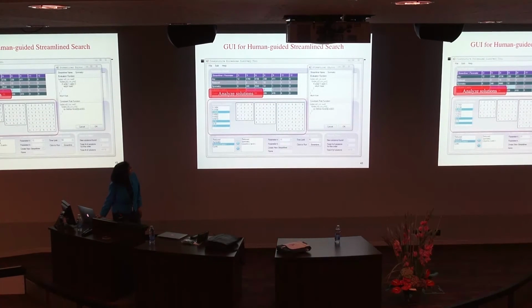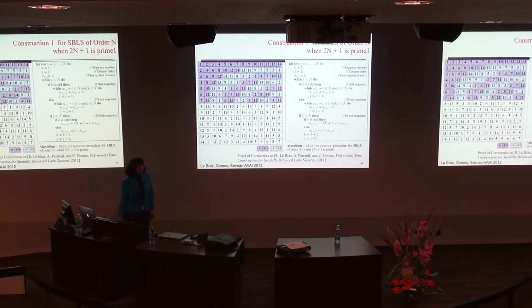Well, by analyzing solutions, he was able to discover something very interesting. Do you see a pattern? 1, 2, 3, 4, 5, 6, 7, 2, 4, 6, 8, 10, 12, 14. So he could see a pattern and could produce a solution that is a polynomial time construction, very trivial. But this is only possible for orders 2n plus 1 when 2n plus 1 is a prime number. But with this, he was able to find a construction.